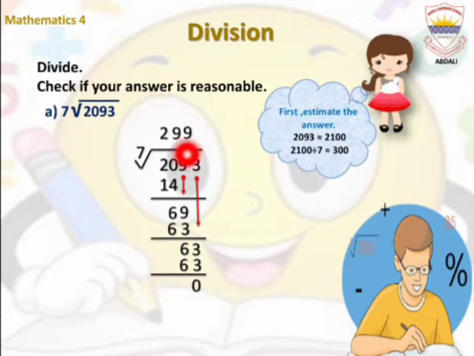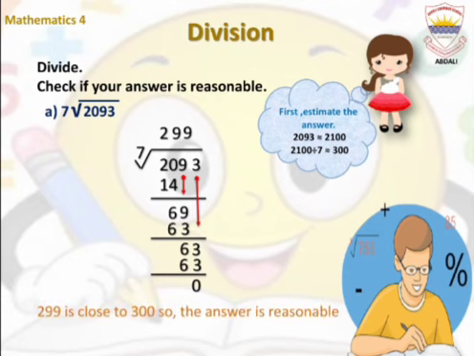Let me check whether our answer is reasonable or not. Student, when we divide 2093 by 7, we get 299 and our estimated answer is 300. Student, 299 is close to our estimated answer, that is 300. So the answer is reasonable.